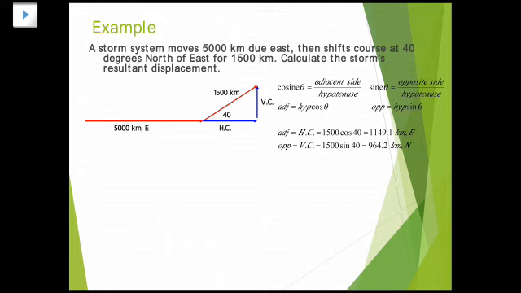Then we add the horizontal component to the first displacement along the x-axis so we can form a triangle. So 5,000 plus the horizontal component, 1,149.1, equals 6,149.1 kilometers. This is how the figure will look.